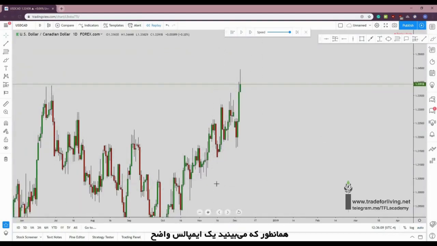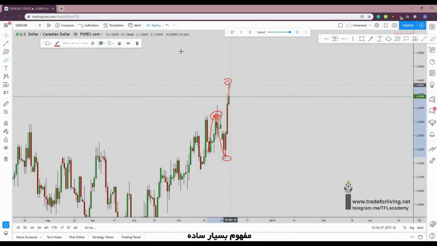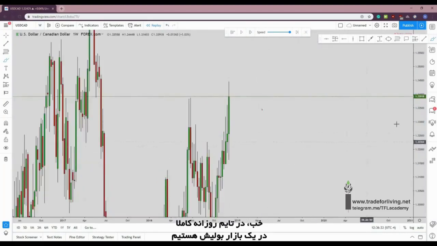So as you can see here, we clearly had an impulse to the upside. How do I know that we had an impulse to the upside? Very simply, because the market started here, and this high is well above this high here, and this was the previous high because the market had hit this area, went to the downside, broke above the high. Very simple concept. So on the daily, we are completely in a bullish market.